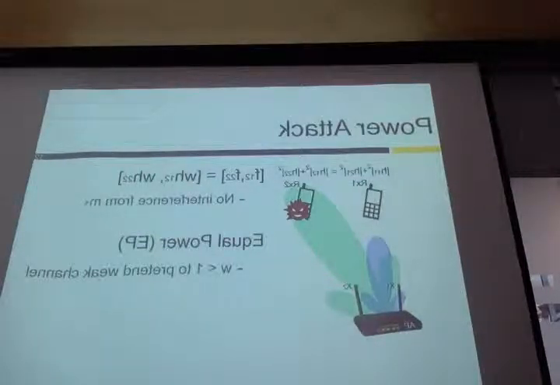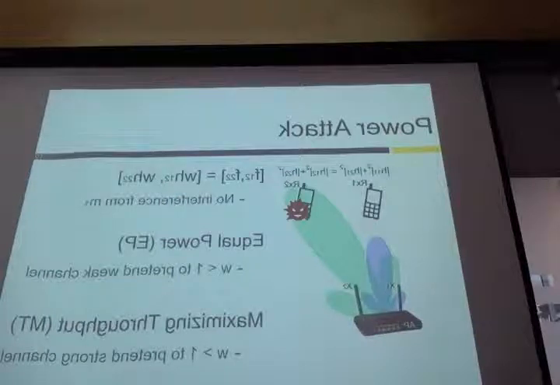So the next one is for the maximizing throughput scheme. In this scheme, the malicious client tries to cheat with a weighted parameter bigger than 1 to pretend they have a strong gain. So in the same way, the AP will say, you have a strong gain, so I will share more power to you because you have more potential to increase the concurrent transmission.